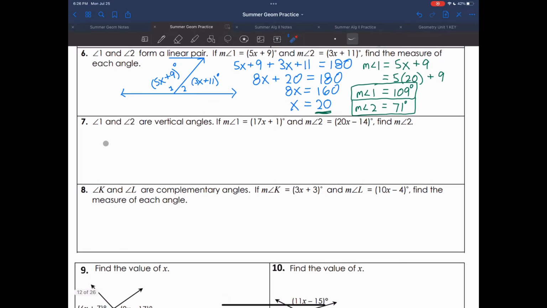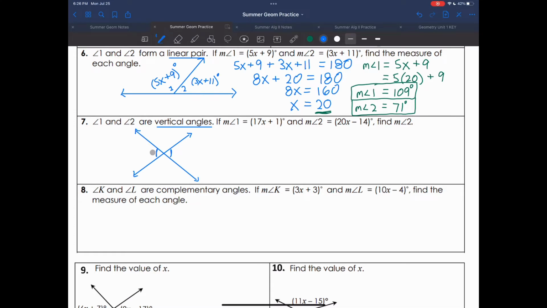Number 7 says, angle 1 and angle 2 are vertical angles. So another little vocab situation here. I'm going to underline that. Vertical angles. So when you see this word vertical angles, you should be thinking of just two intersecting lines. Okay, I'll go ahead and draw the little arrows on them. So we have two intersecting lines and we're creating a set of vertical angles. You could draw them here and here or up and down. Either way, I'll go ahead and draw them right here and right here.